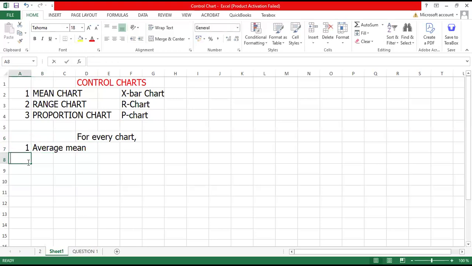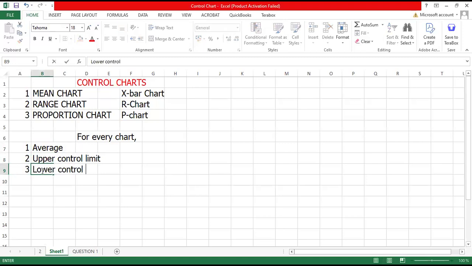Then number two, if it's, let me just say mean, let me just say average, then you also look for upper control limit. For every chart, we look at average, we look at upper control limit, then we also look at lower control limit for every chart. Whether you're doing mean chart, range chart, or proportion chart, you must have these three items.